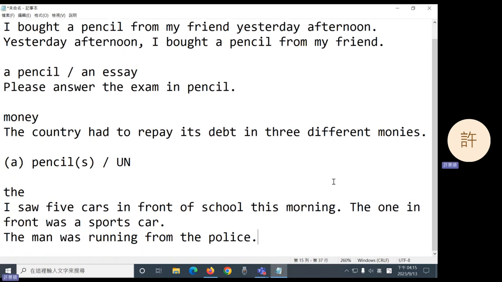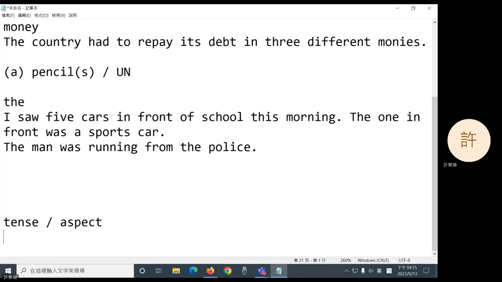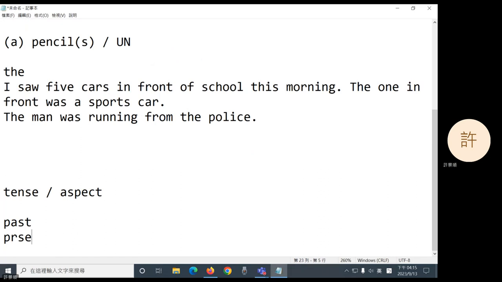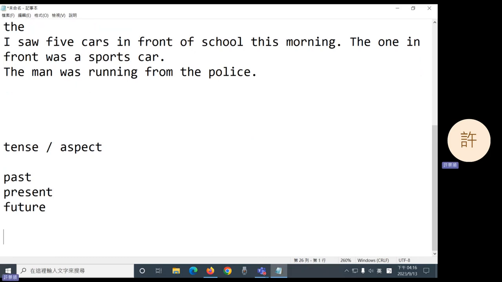In the same way, when you use a verb in English, you always have to choose among the different options. So when we talk about verbs, there are two main ideas: tense and aspect. In Chinese, this is 时跟态. These are two different things. There are only three kinds of tense in English. But there are four aspects. Is that right? One, two, three. Yes, there are four aspects.